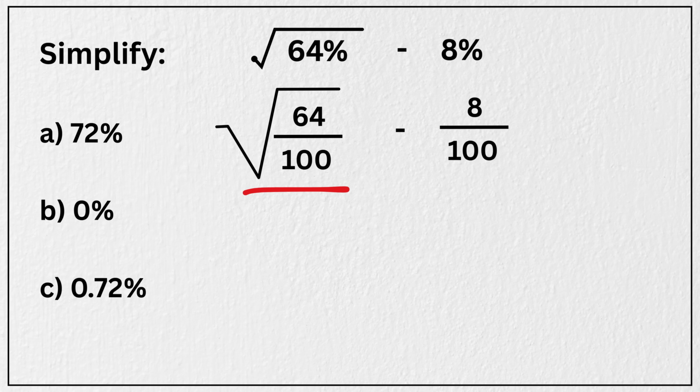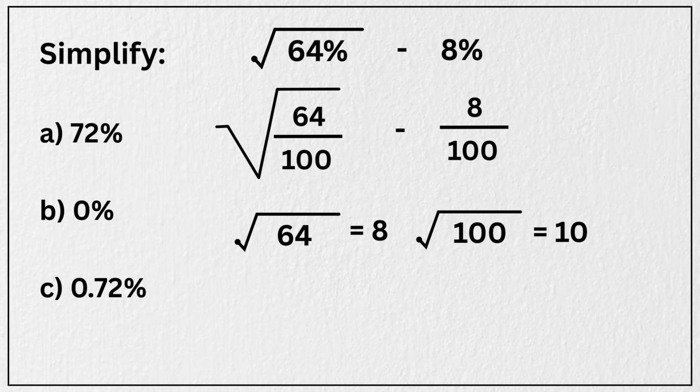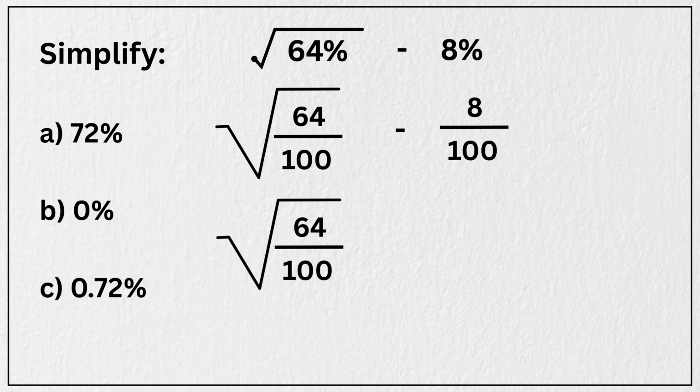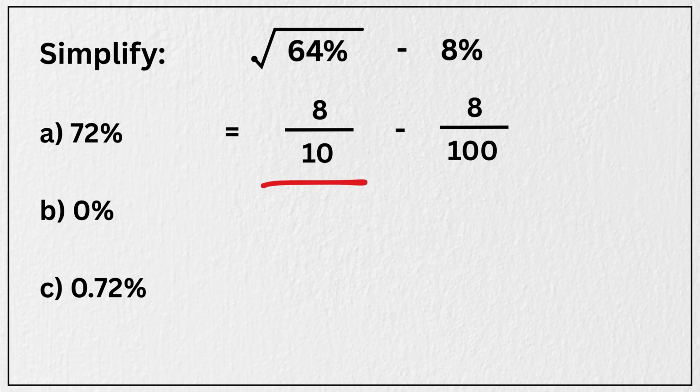Now taking the square root of the fraction 64 over 100. The square root of 64 is 8, and the square root of 100 is 10. So the square root of 64 over 100 is the fraction 8 over 10. And now our expression becomes 8 over 10 minus 8 over 100.